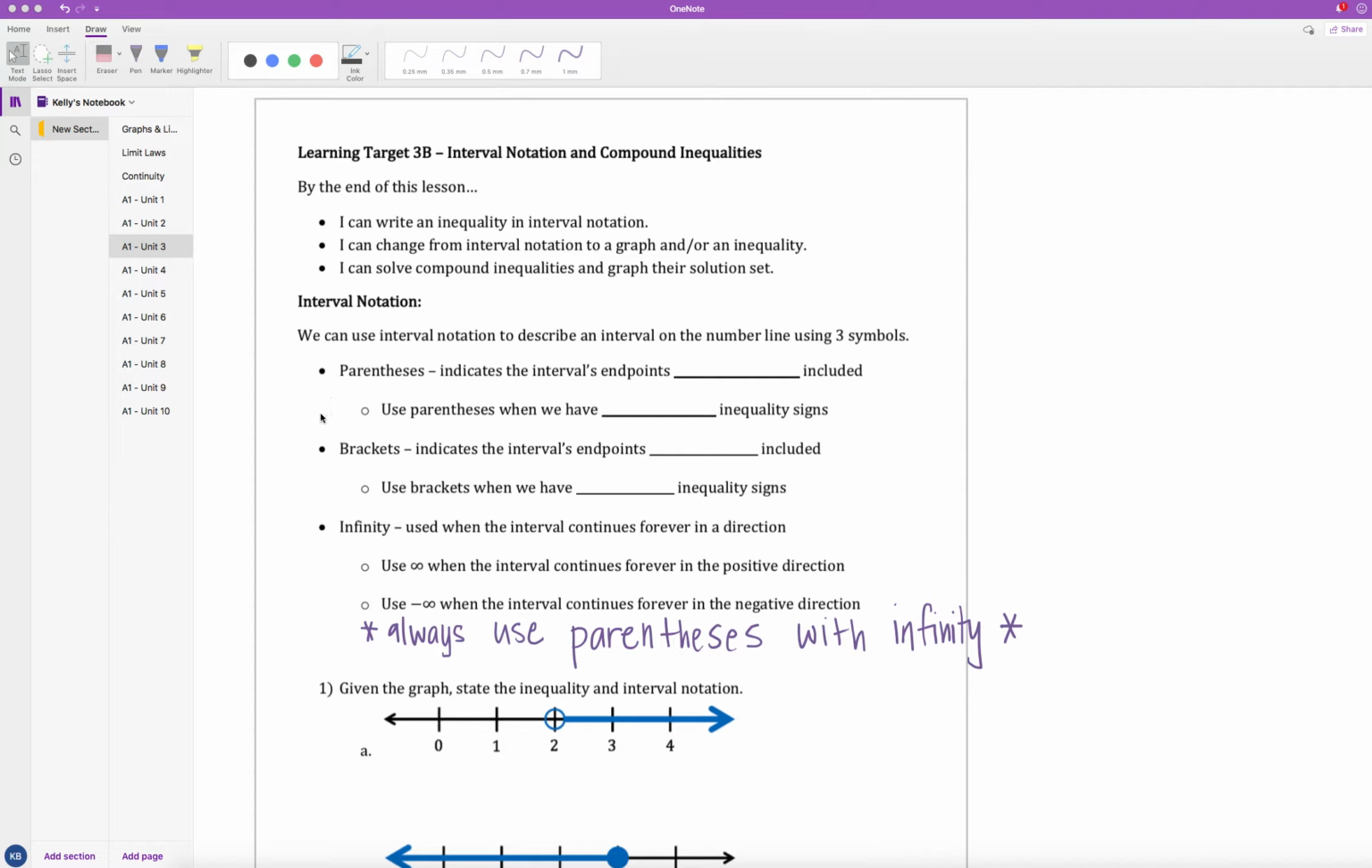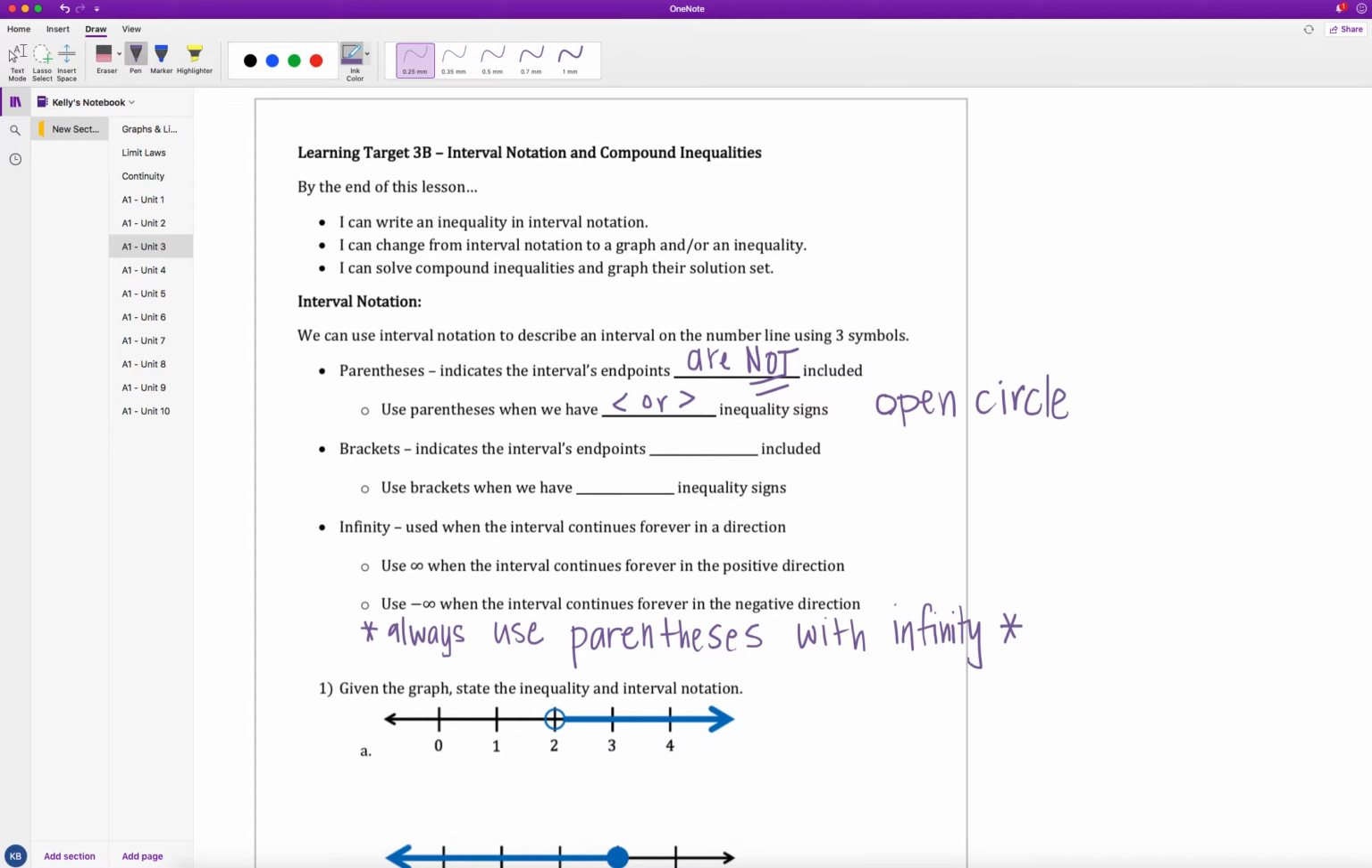Parentheses indicate that the interval's endpoints are not included. We use these parentheses when we want the endpoints to not be included. We would use parentheses when we have a less than or a greater than inequality. This is also equivalent to those open circles on a number line because we are not including the endpoints.